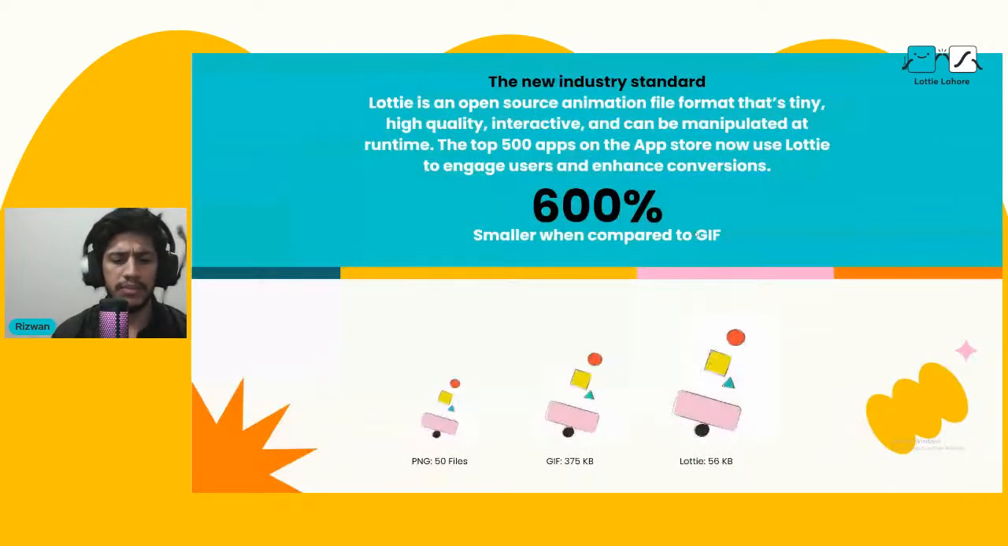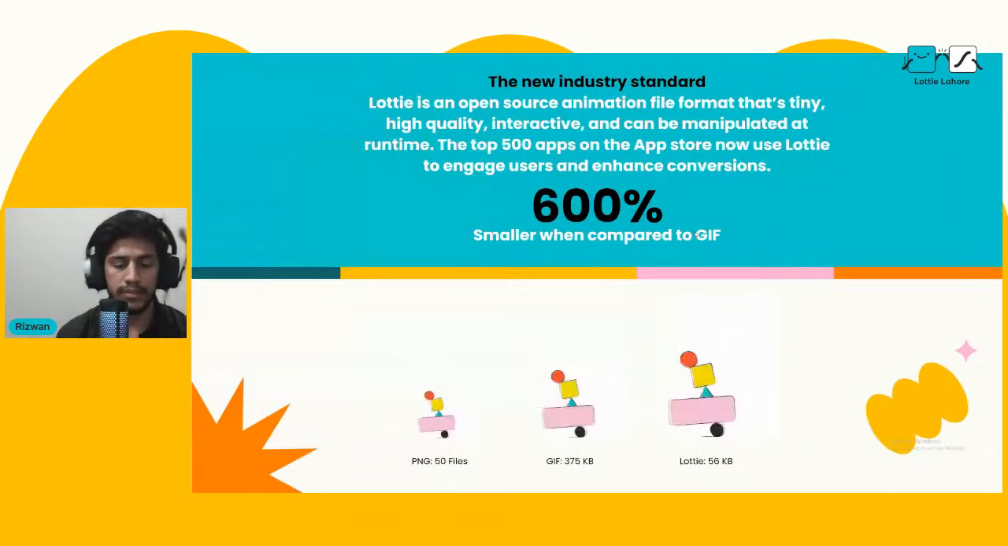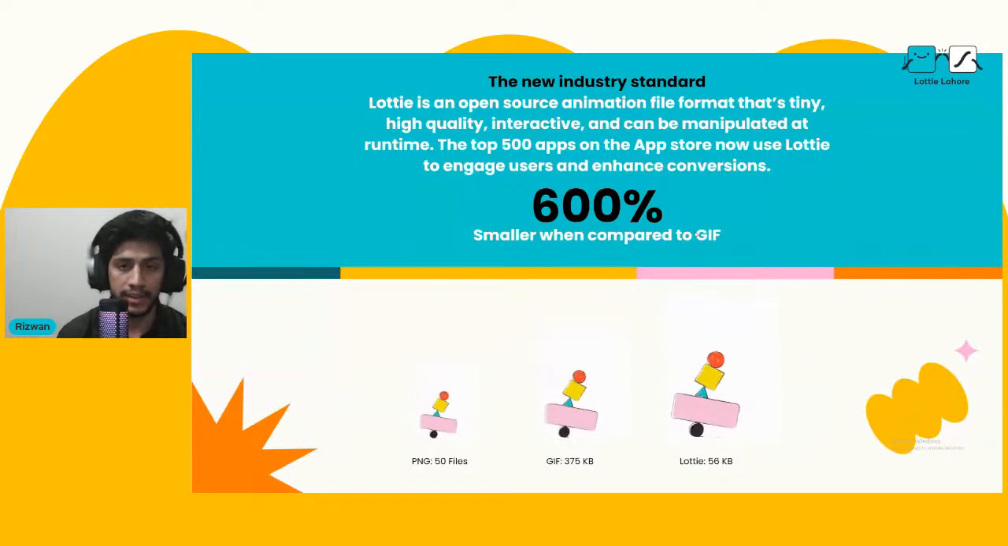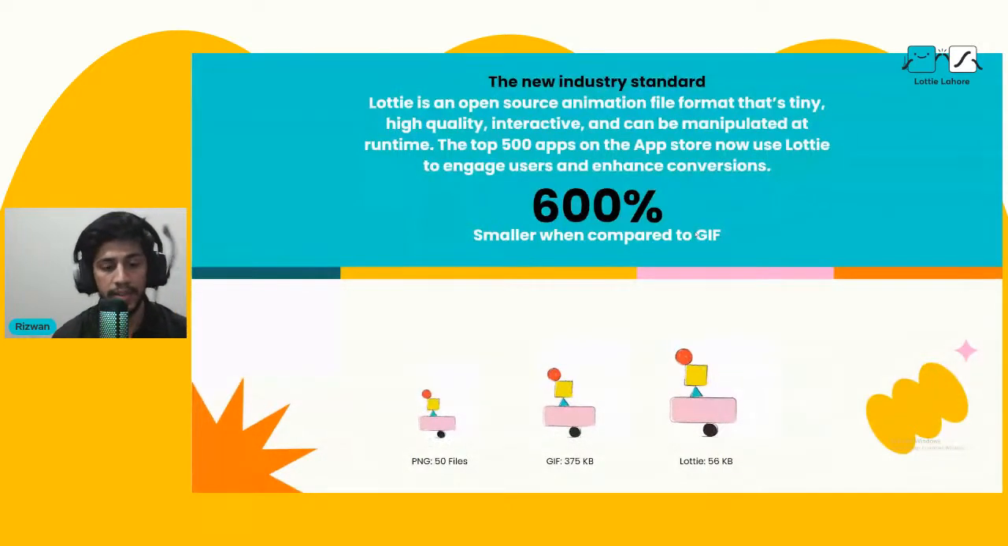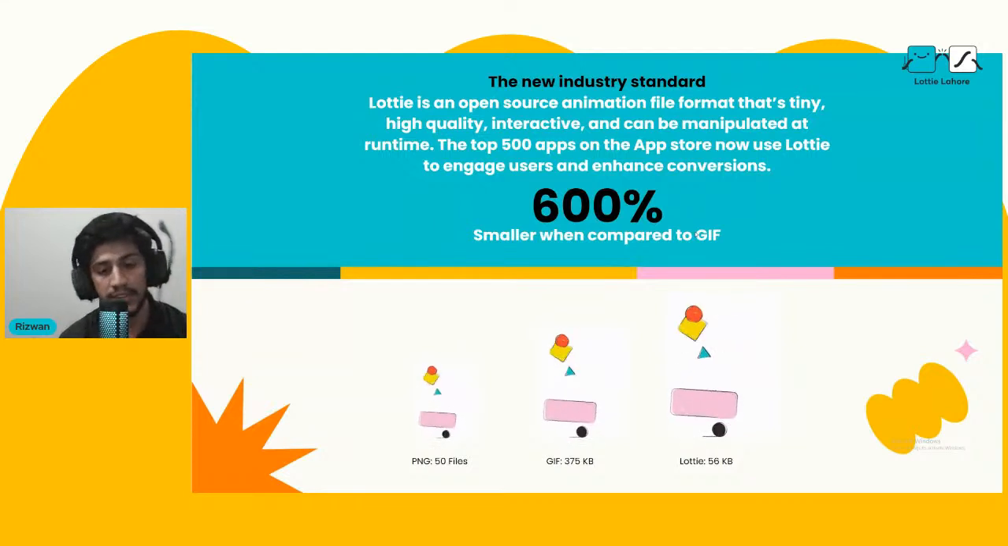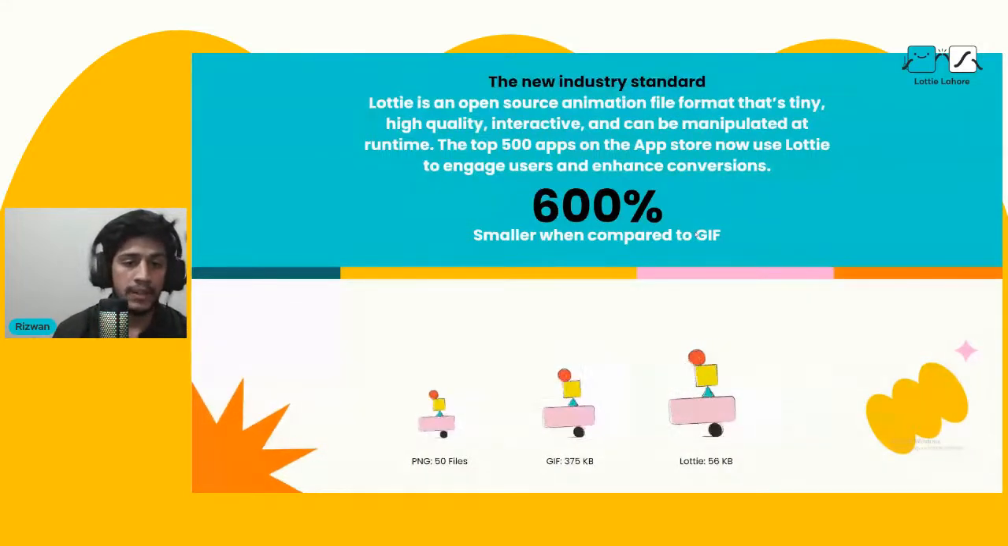We can give you this demo. If we render the same animation in GIF and Lottie files and PNG sequence, you can see the major difference. If we render it in Lottie, it is 56 KB, and if we render the same animation in GIF, that is 375 KB, and when we render it in PNG sequences, that will be 50 files, and that is a very big difference, like 600% compression difference.